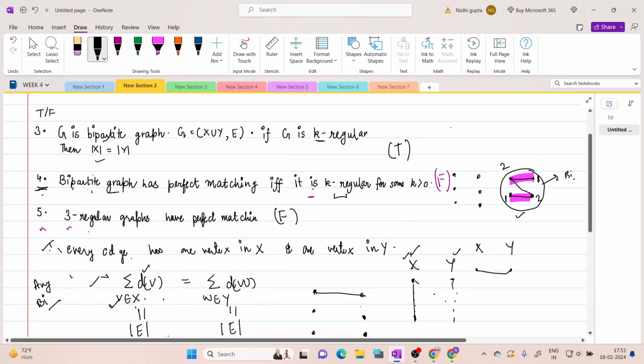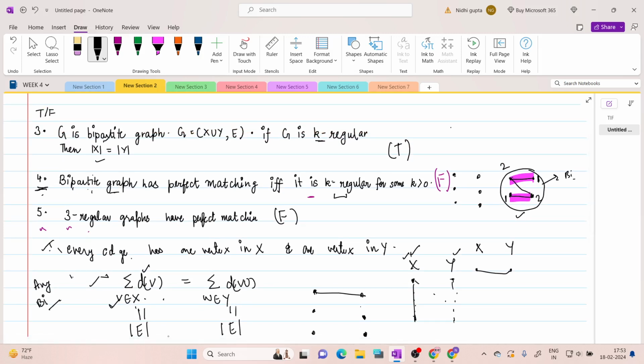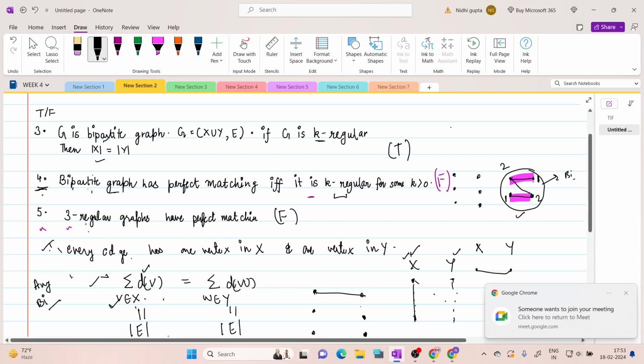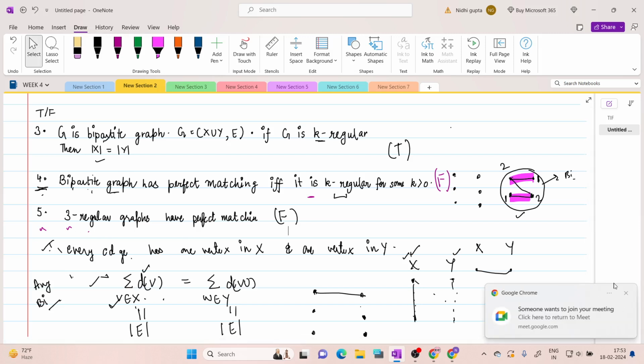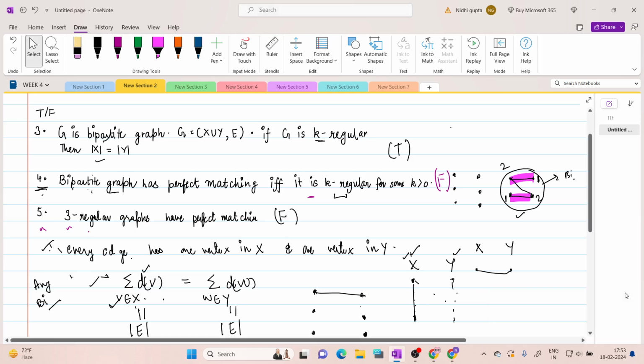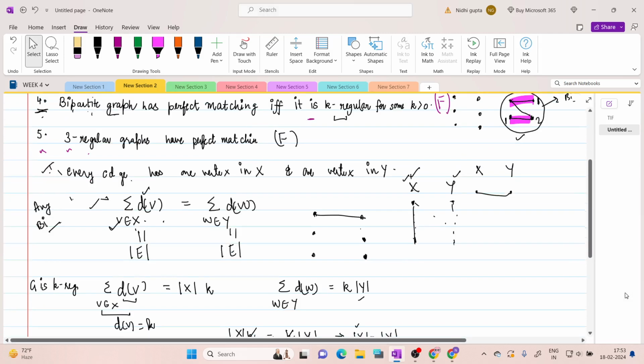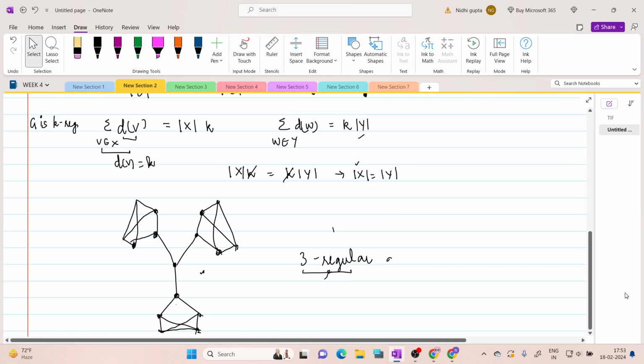So the point is that k regular graphs, if they are bipartite, then they have a perfect matching. But if we are talking about general regular graphs, they need not have a perfect matching. And the counter example is this Sylvester's graph.